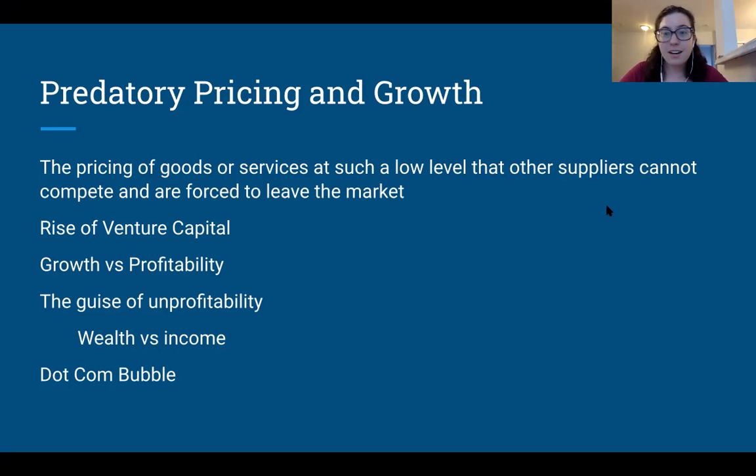The last time we saw a lot of this growth versus profitability, and a lot of IPOs being this unprofitable as they entered into the IPO or individual stock offerings, was the dot-com bubble.